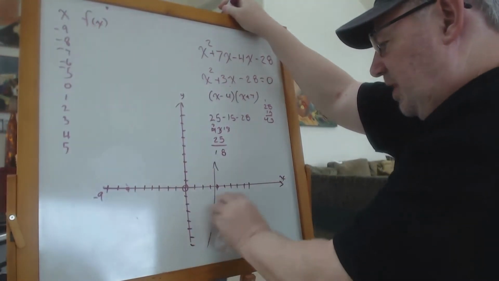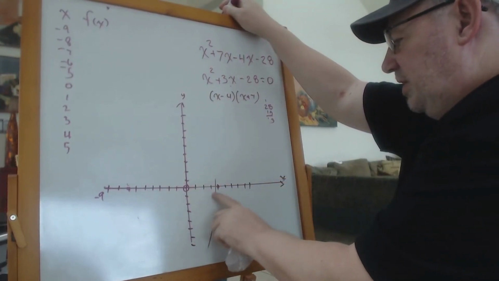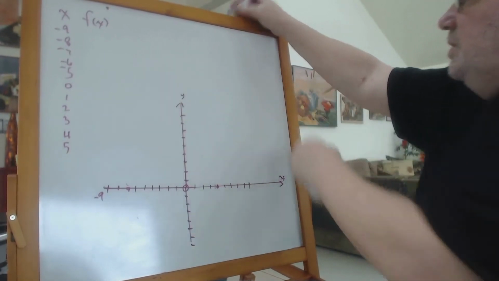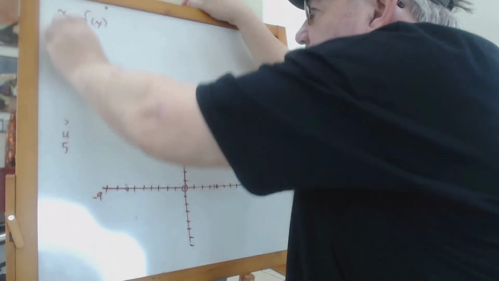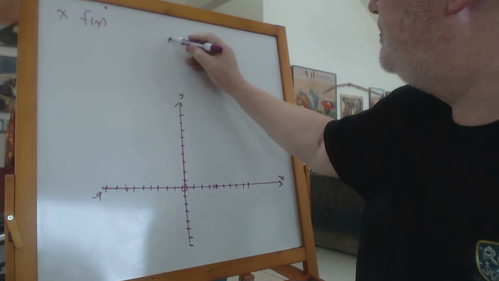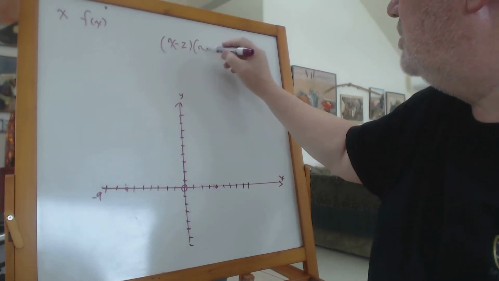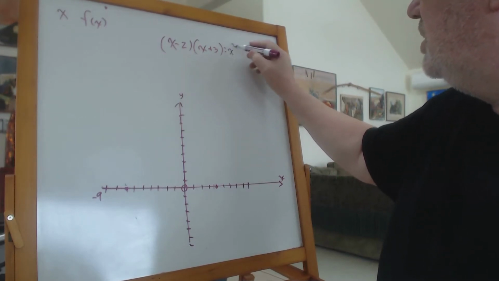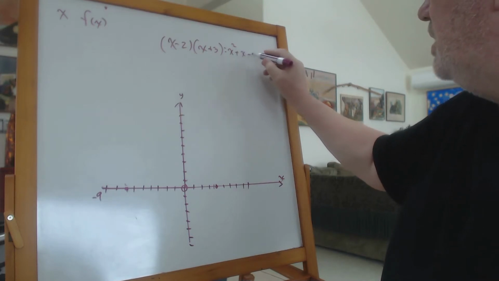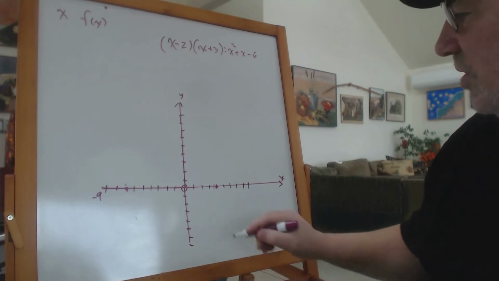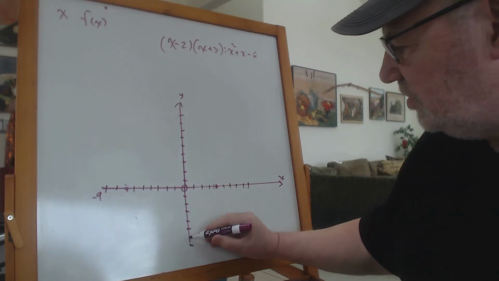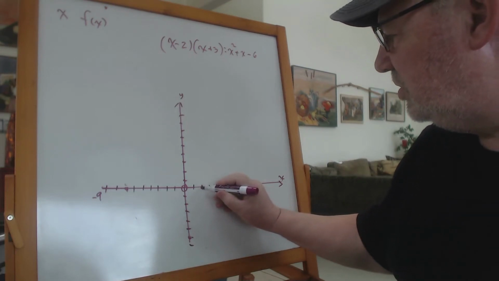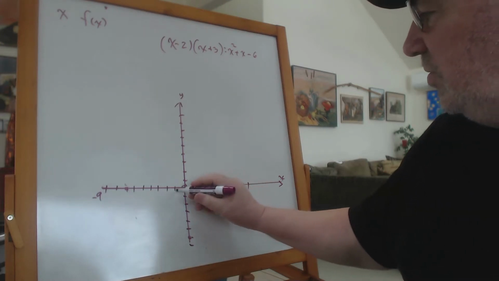I didn't pick the best example. Maybe what I should have done here is plotted a better function. Let's erase this and make something like x minus 2 times x plus 3, and that's equal to x squared plus x minus 6. So when x is 0, we have minus 6. When x is 2, it's 0. When x is minus 3, it's 0.